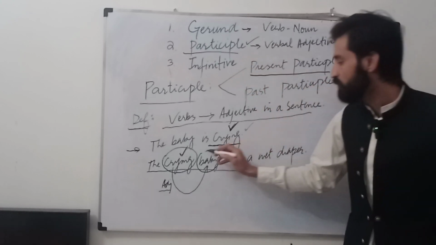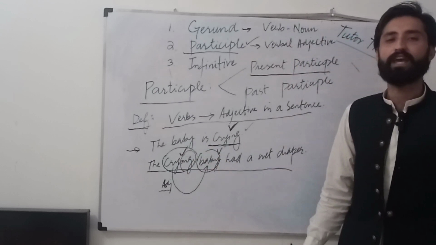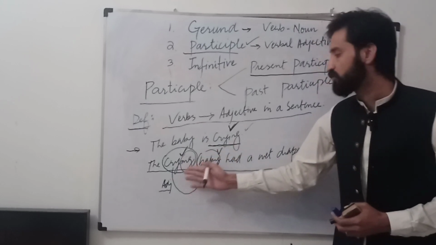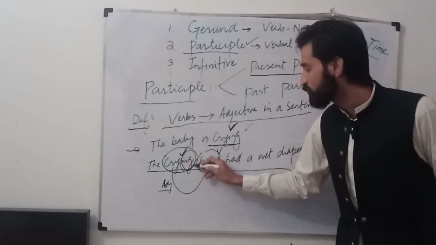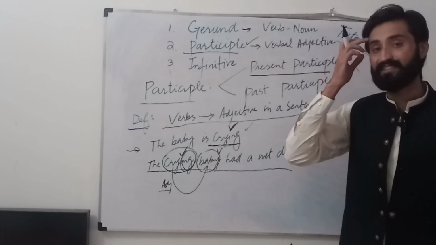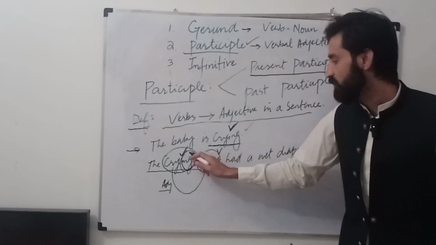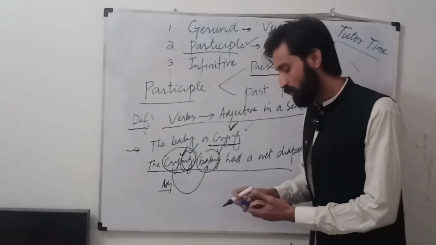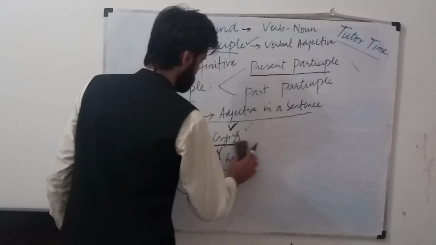So present participle usually ends on ing. So whenever there is ing with a verbal adjective, we call this a present participle. And this ing also shows that something is going on in the present, that is, in its continuity. So that is why we call it a present participle. Okay, so now we'll be talking about the past participle.